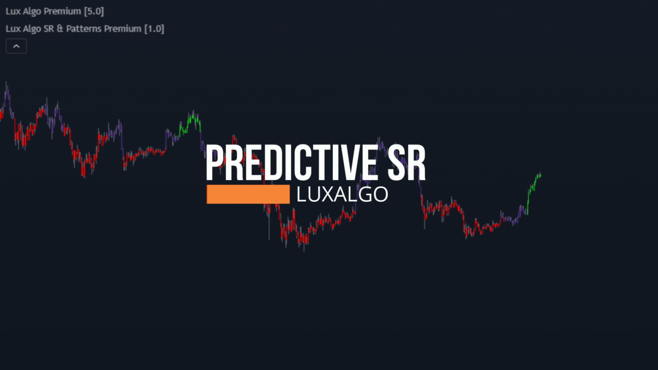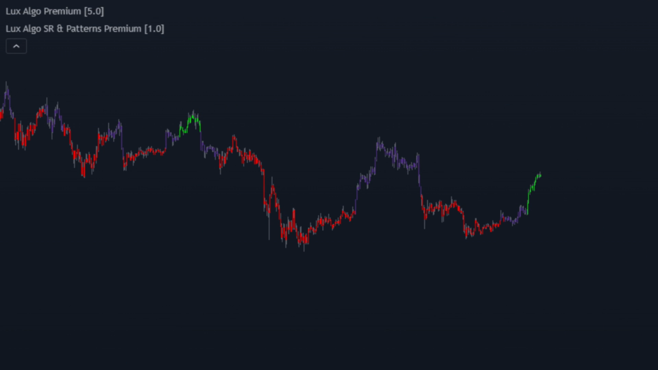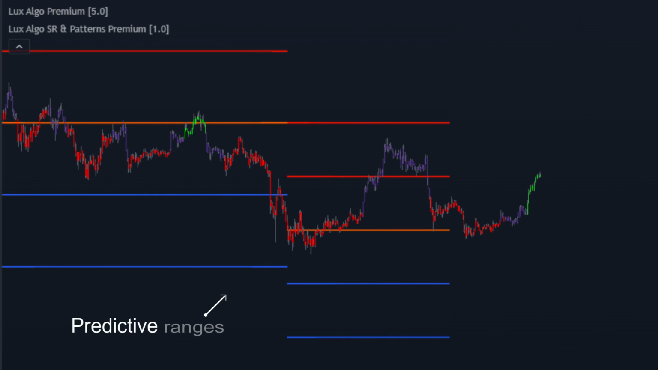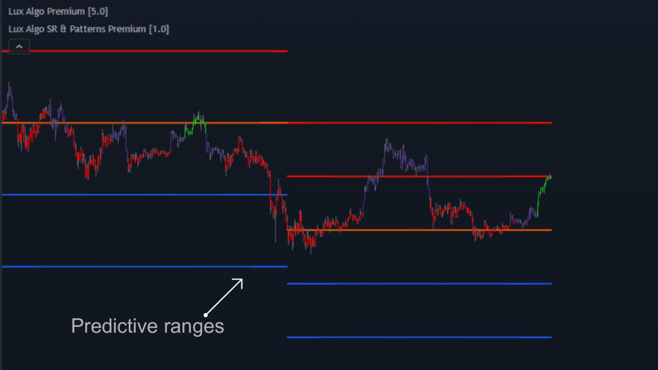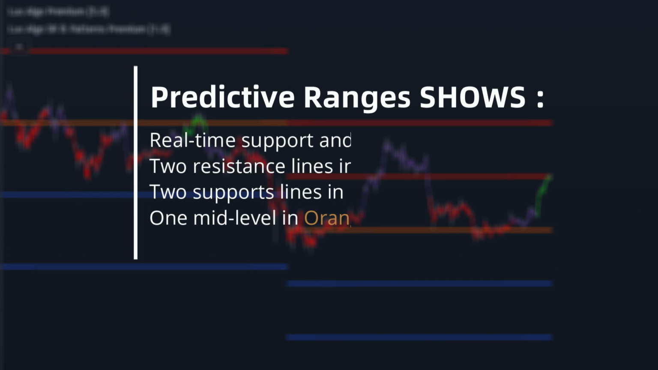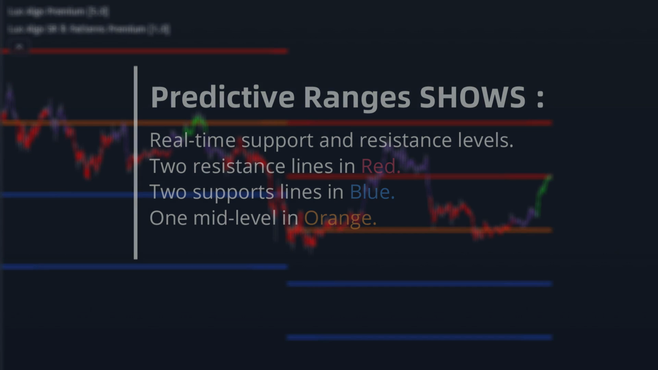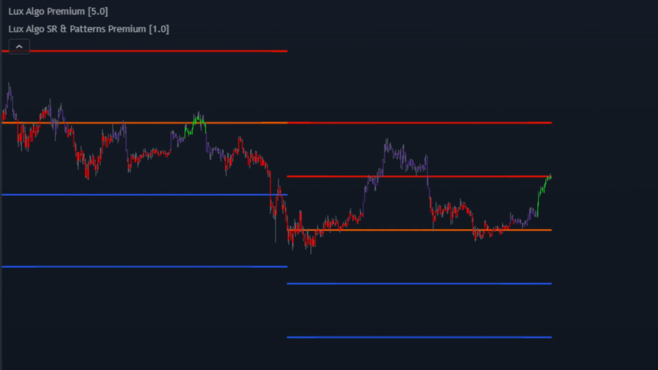The Predictive SR method is a set of real-time support and resistance methods. Here we have Predictive Ranges. Predictive Ranges show real-time support and resistance levels, with 2 resistance lines in red, 2 support lines in blue, and 1 mid-level in orange. When the price significantly deviates from the mid-level, a new range is formed.